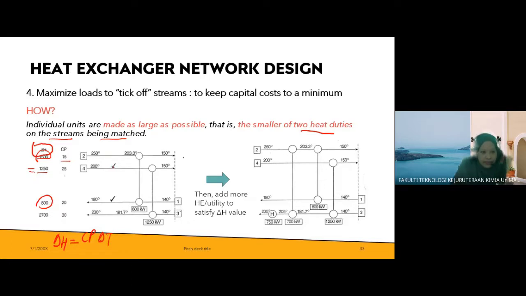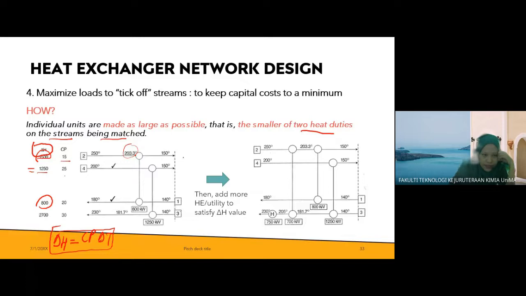So now you take this, and so you know that for this pairing, the duty is 1,250 kilowatt. While for this stream, the pairing of this heat exchanger has a duty of 800. So knowing this heat duty, you can directly calculate what the temperature is here. How? Using this equation as well.